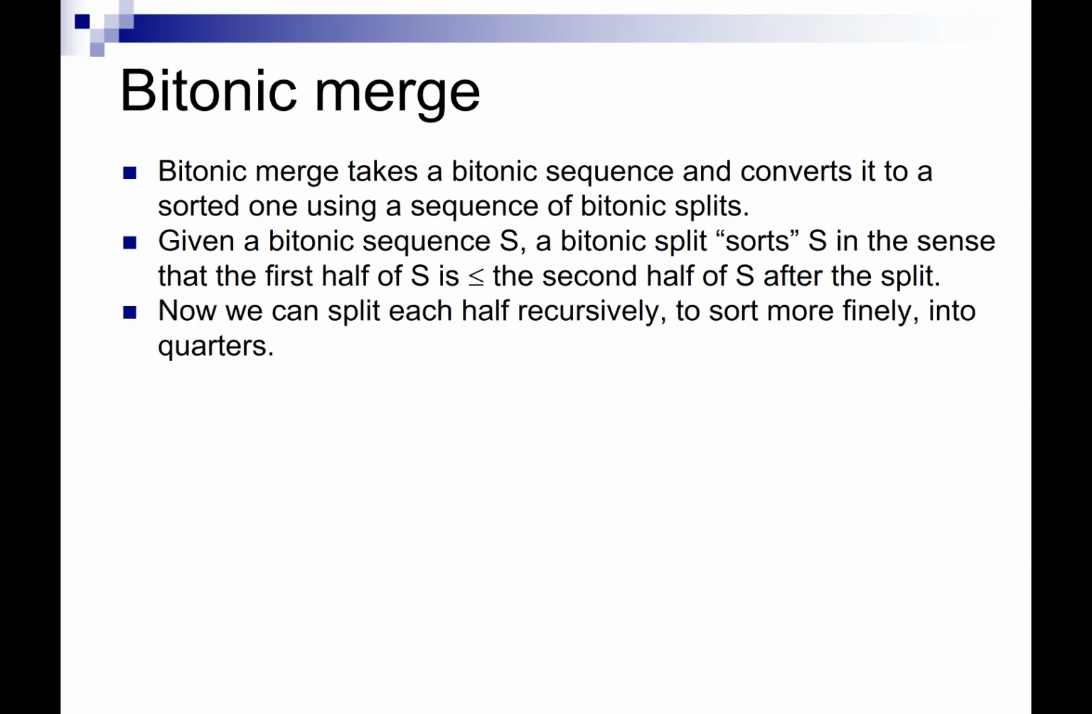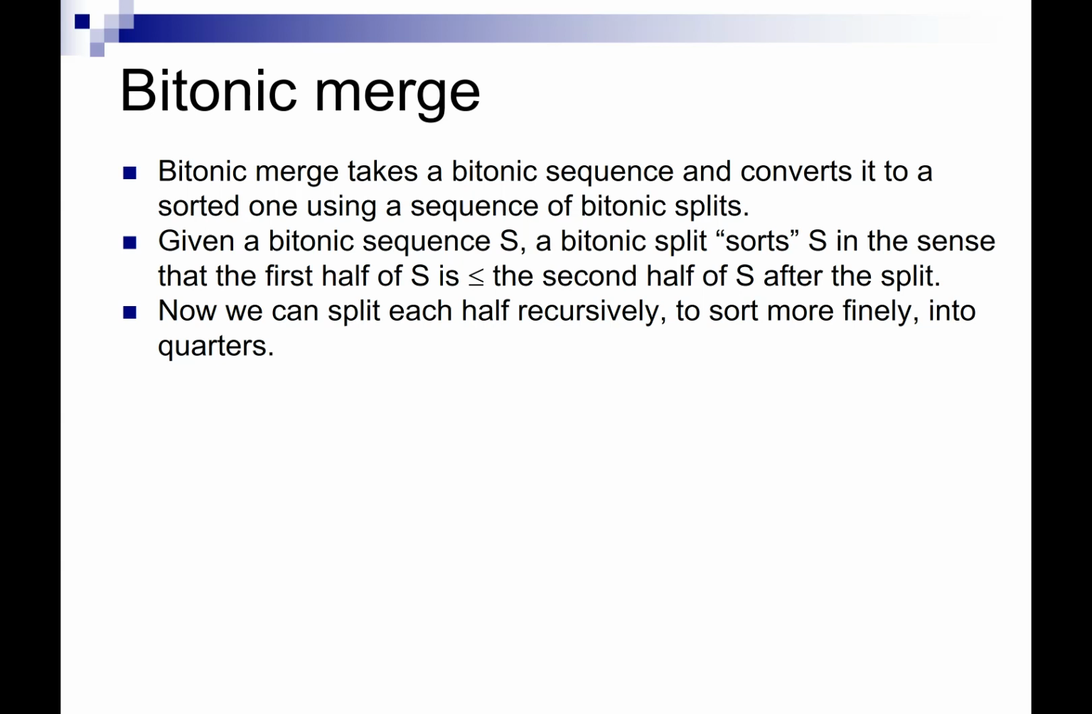Okay, so once you do this, you can take each of the halves of S, and we're guaranteed that each of the halves is also bitonic. That's the other property of the bitonic split: not only is the first half less than the second half, but both halves are also bitonic. So if both halves are bitonic, we can apply the split again to both halves, and we get another kind of sorting of both halves.